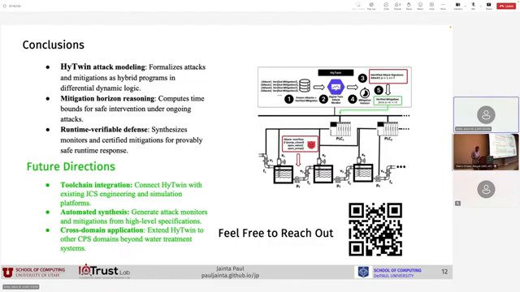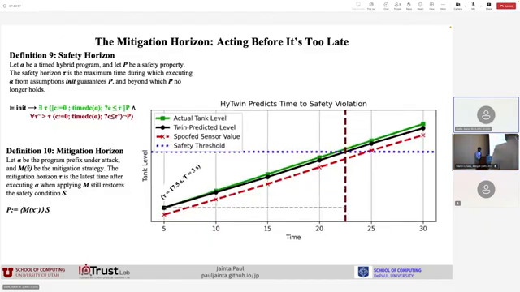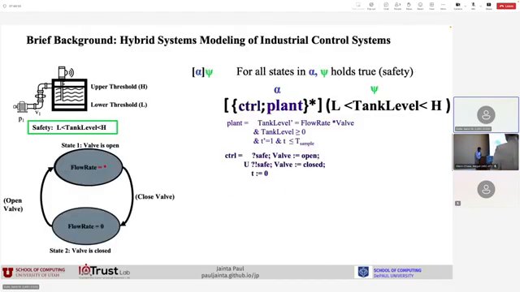I'd like to start with one, actually. If you can go back to the first slide where you showed the graph of the actual tank level and the digital twin predicted level.